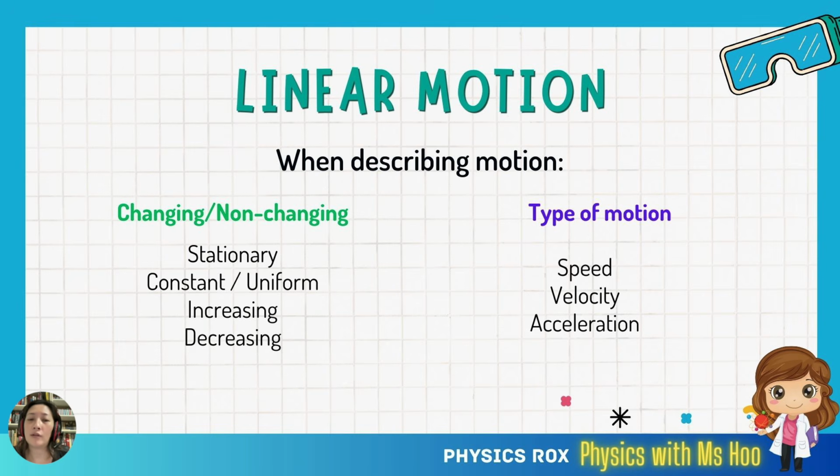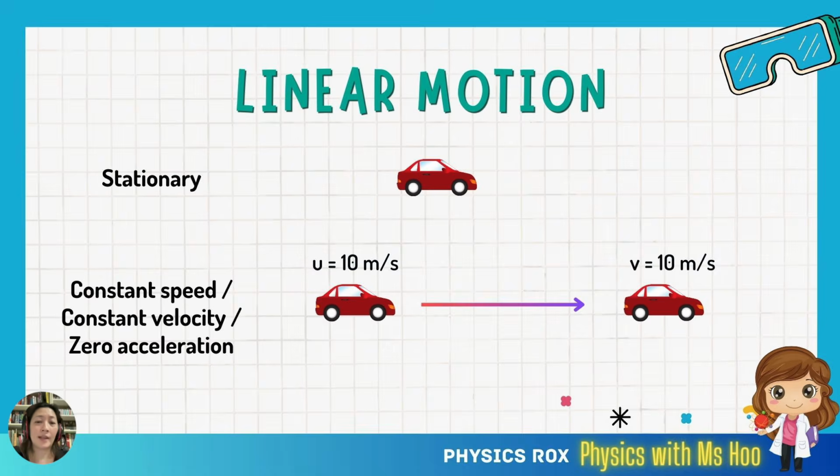However, if the motion involves speed, velocity, or acceleration, ideally, these types of motion should be accompanied by the descriptor of constant or uniform, increasing, or decreasing. Let's look at some examples. As you can see, if the object is not moving, you just need to mention that it's stationary. Next, if the object's speed or velocity is not changing, then you can say constant speed or constant velocity, or you can also say zero acceleration.